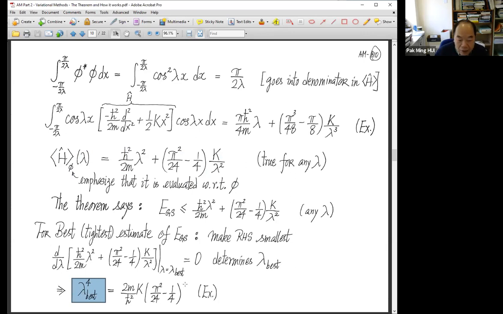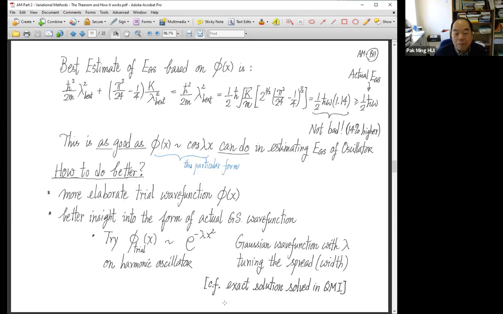Okay? So again, I show you the answer. I haven't filled in the lines. You plug back into the expression. The final answer is this, the best guess of the ground state energy. Okay? You use your calculator to calculate what this thing is. It is 1.14 times half h bar omega.